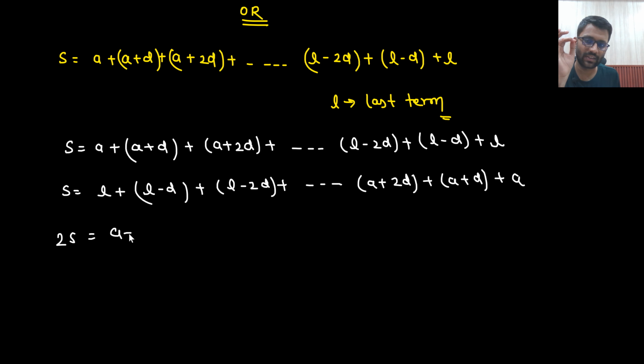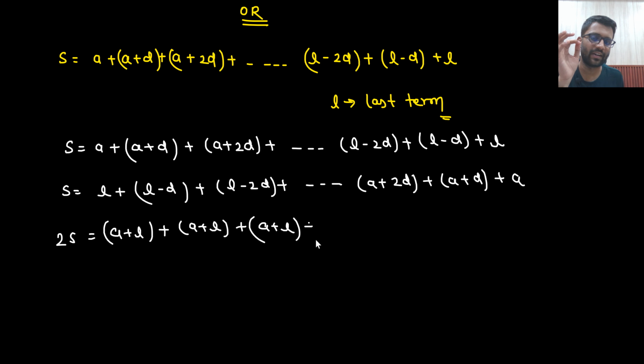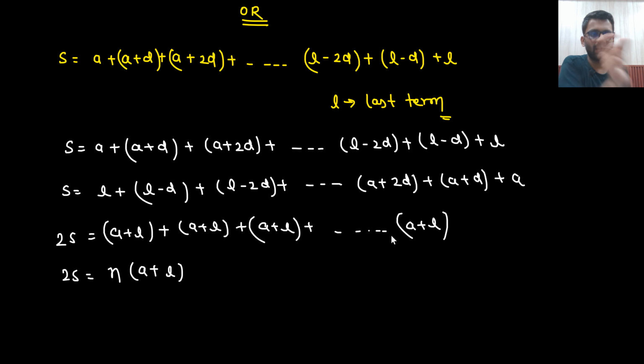2S would be equal to a plus L, plus a plus L, plus a plus L in this manner. How many times will it be added? N times, right? So 2S is equal to n into (a plus L). It is added n times: a plus L, a plus L, a plus L. So S is equal to n by 2 into (a plus L), right?